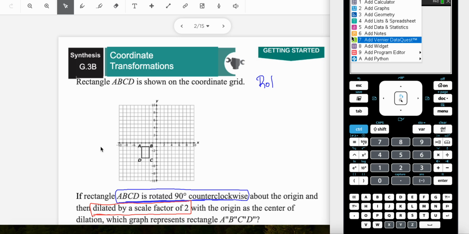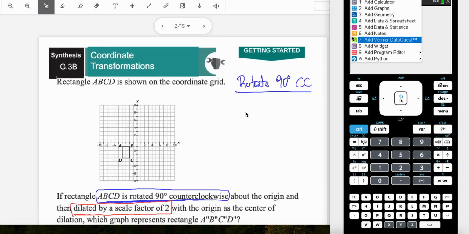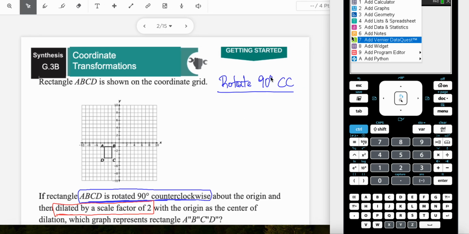So they rotate 90 degrees counterclockwise. So what is the rule for rotating 90 degrees? If you have the coordinate x, comma, y, it becomes negative y, comma, x. So you flip it around, y, comma, x, and then you change the sign of the first.